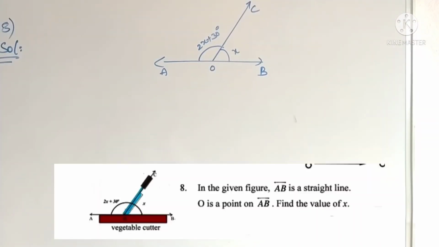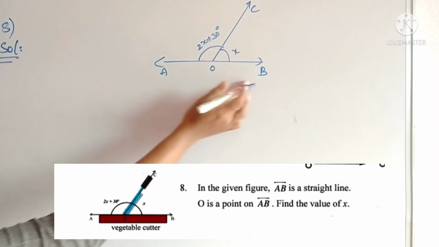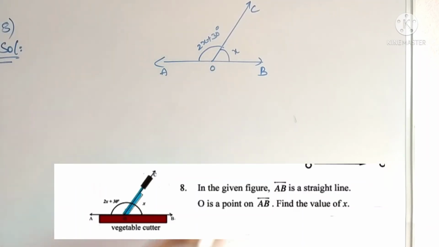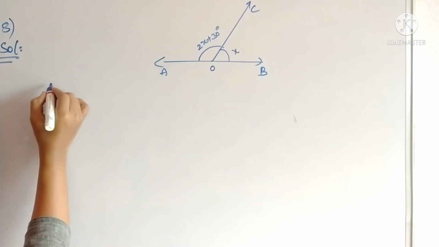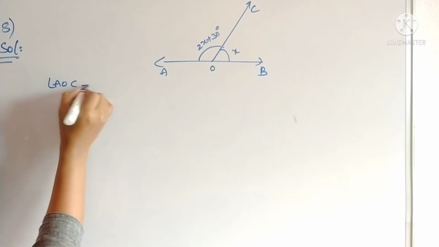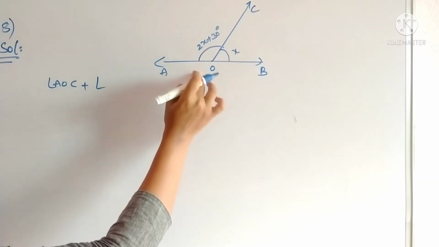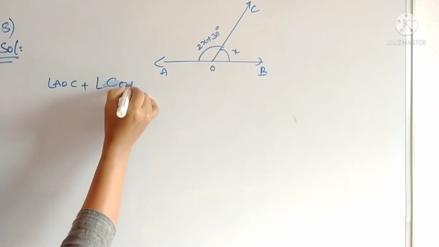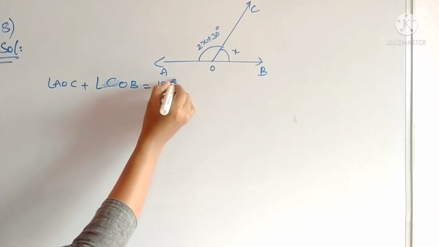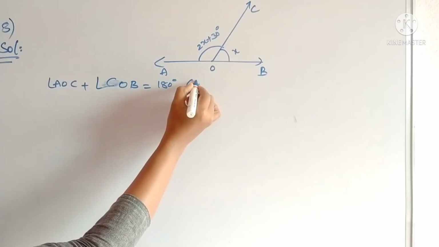Okay. Eighth problem. In the given figure, AB is a straight line, O is a point on AB. Find the value of x. So here AB is a line and O is a point on that line. Okay. So we want to find out the x value. So from the figure, we can write angle AOC plus angle COB. They are forming a straight line, right? So they are a linear pair.